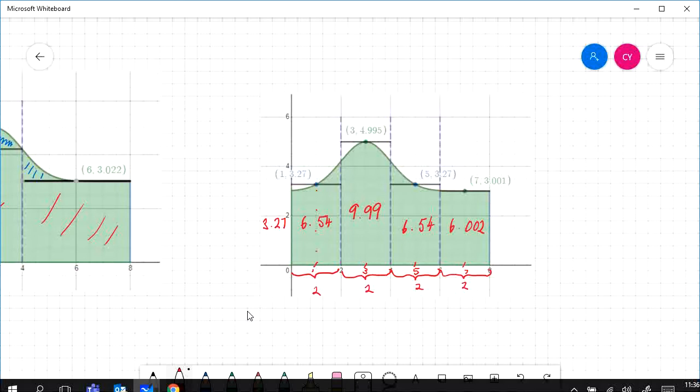Now, if I add all those up, and let me introduce you to this notation, the sum, that's the Greek letter sigma, and we're going to use that to mean sum, which means add them all up. The sum is going to be 6.54 plus 9.99 plus 6.54 again plus 6.002, and that's 29.072.